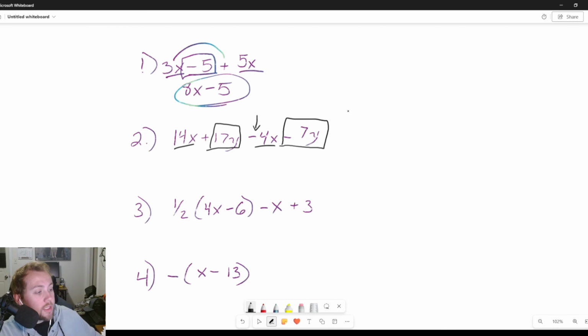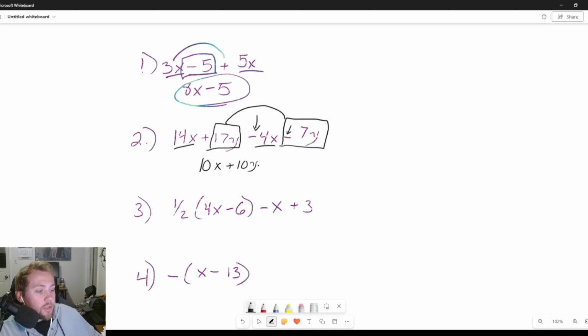So a 14x, and that is a negative 4x because it has a subtraction sign in front of it. So 14x minus 4x is going to give us a 10x here. And then a 17y and a minus 7y, again, we're subtracting because of this negative sign in front of that 7y. And 17y minus 7y is going to give you a positive 10y. Now I can't combine that 10x and that 10y, even though they're both 10, because one has an x on it and one has a y on it.